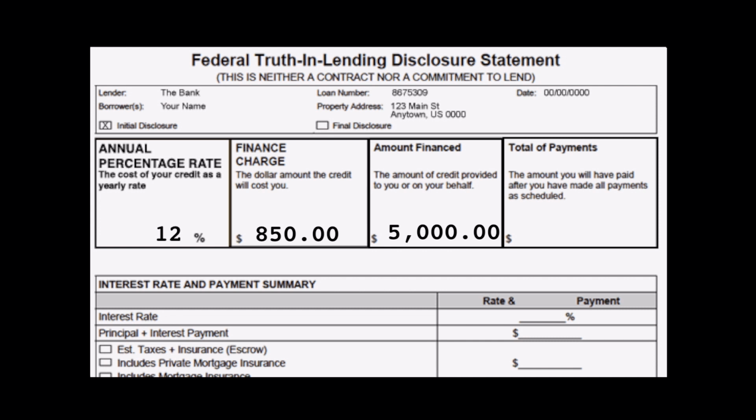Using the $5,000 loan as an example, the total payment includes the original amount borrowed, $5,000, plus finance charges. For this loan, the finance charges were $600 in interest, plus $250 in loan fees. This equals $850 in finance charges. The total amount of the loan is $5,850.